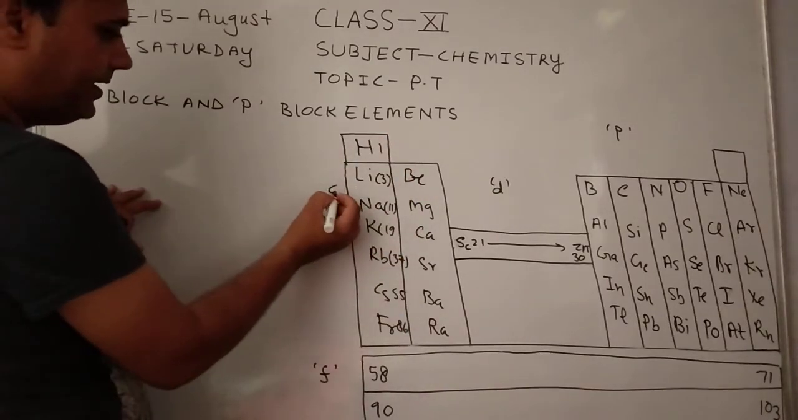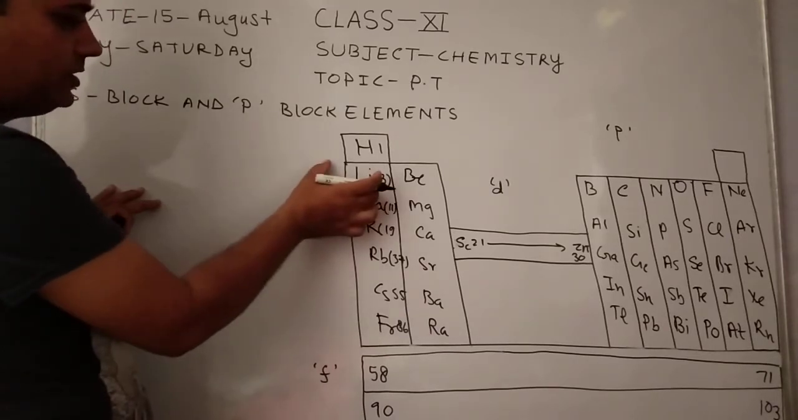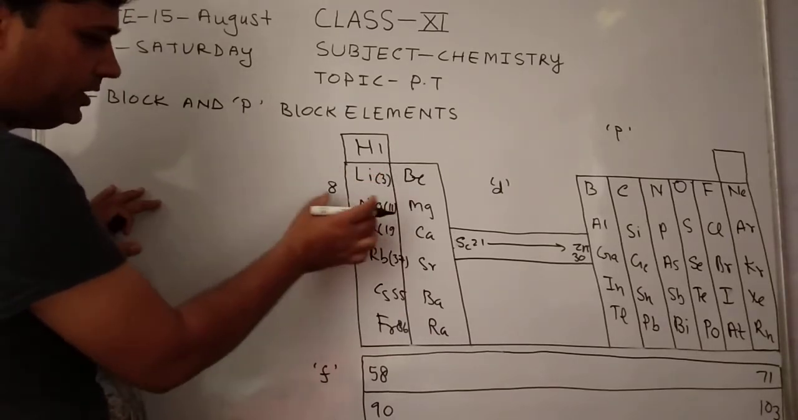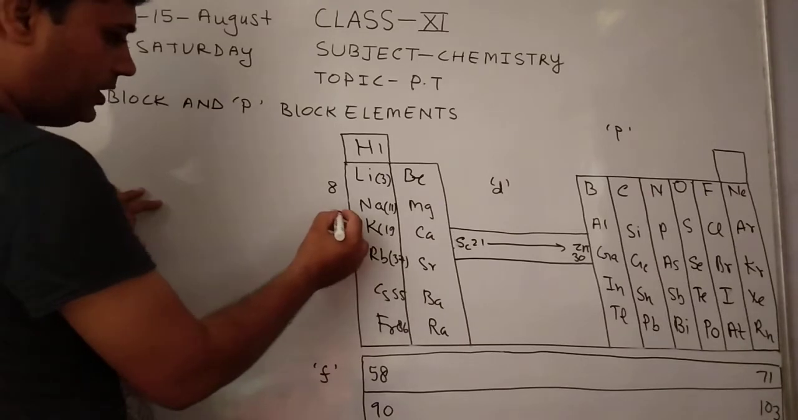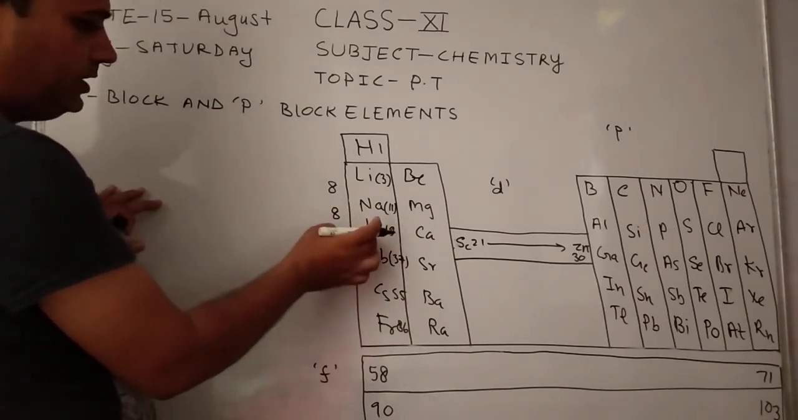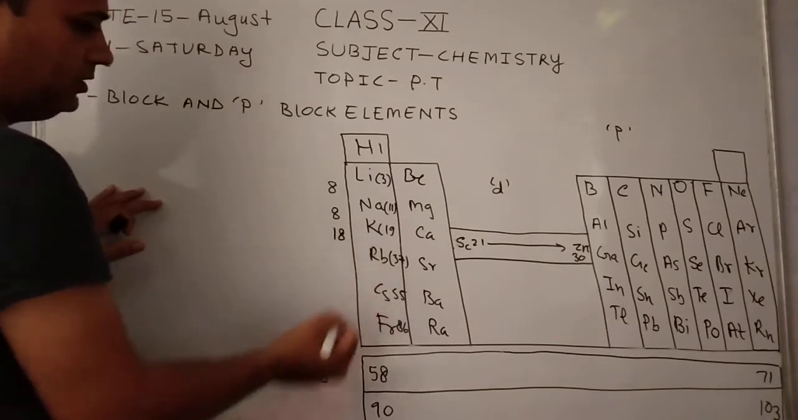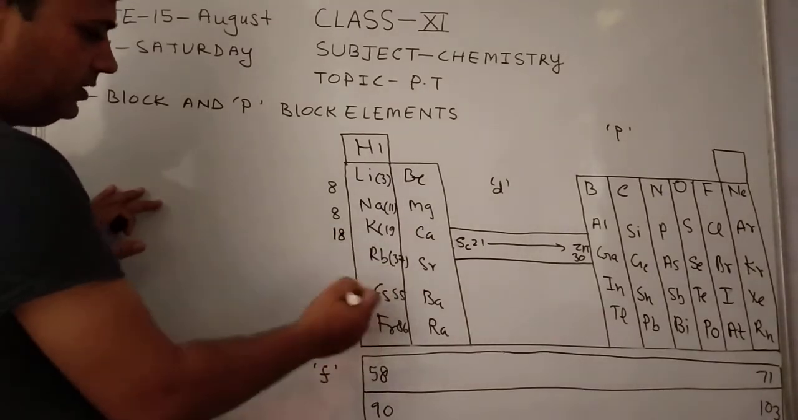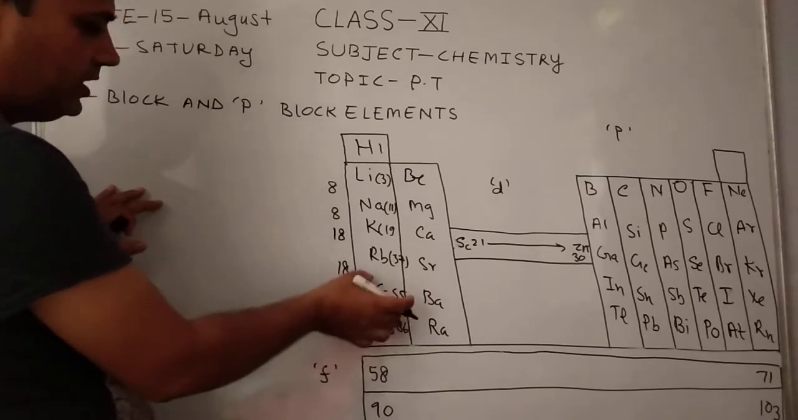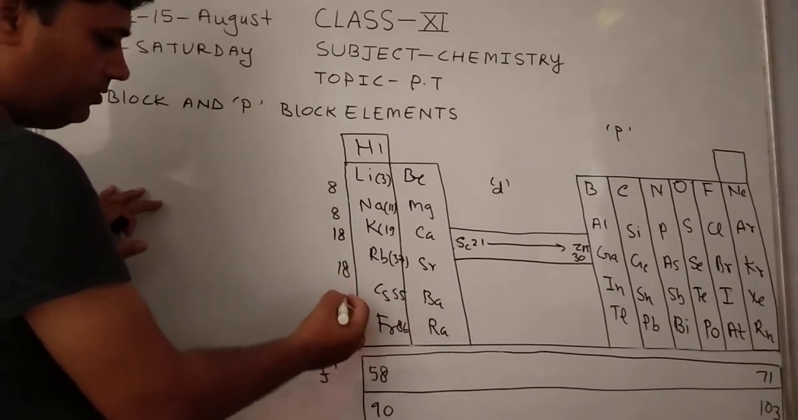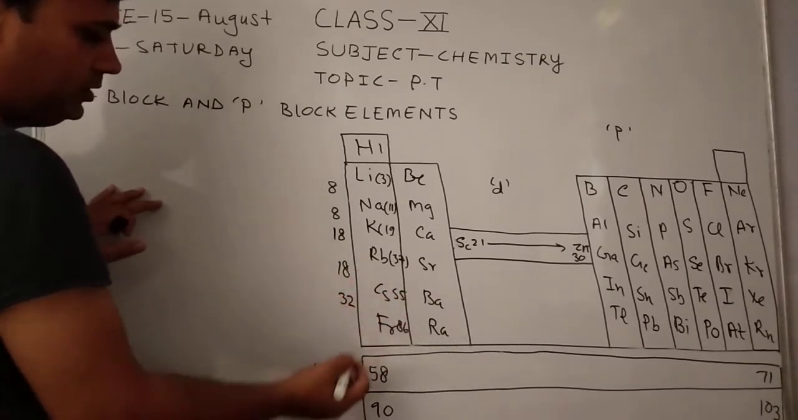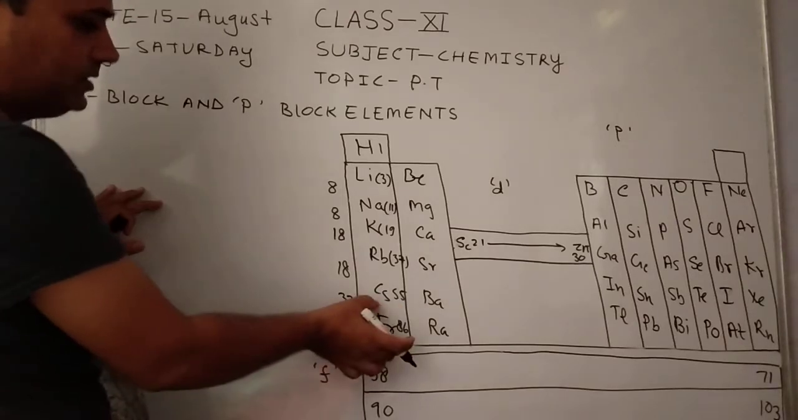You can add 8 to the atomic number of lithium, and we get 11. You can also add 8, and we get the atomic number of potassium, that is 19. Then you can add 18, we get 37. You can add 18, we get 55, and you can add 32 to 55, then we get 86.